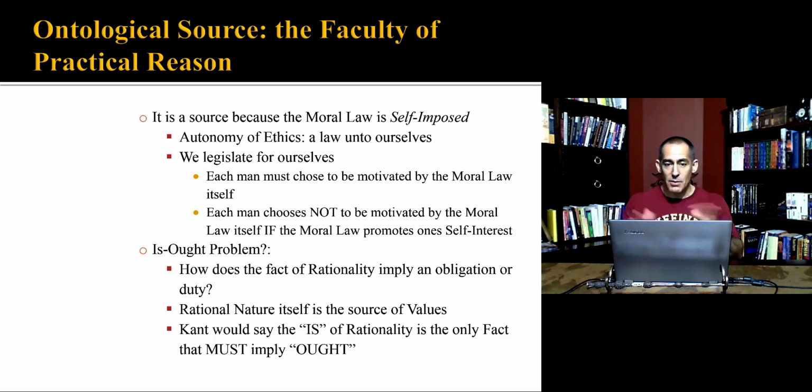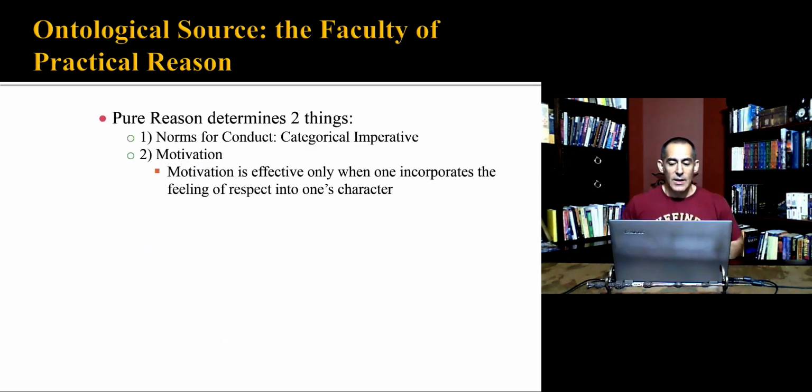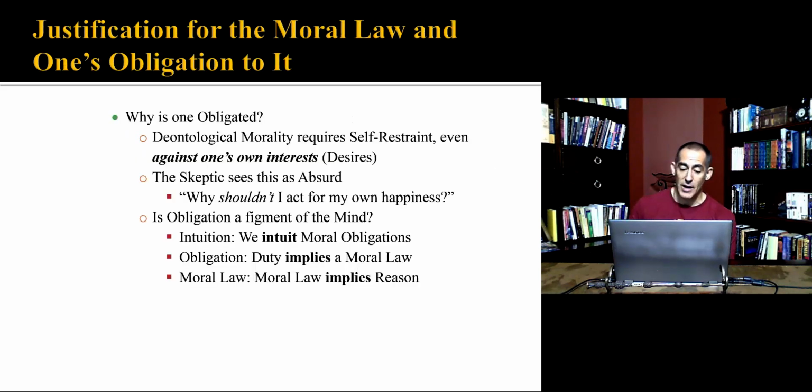Is there an is-ought problem with this? You can think about that a little bit later. Kant actually says that the only is that gives us an ought is the is of rationality, because his moral system is based on rationality. It's just a fact of our reason implies certain oughts and obligations. Anyways, the pure reason is going to determine two things. It determines the norms of conduct, right? Our categorical imperative, our primary principle, and it also determines my motivation, which is to act out of respect.